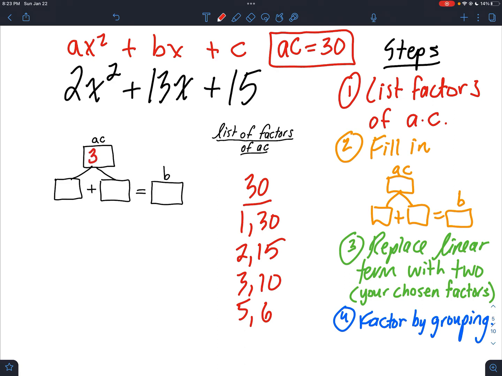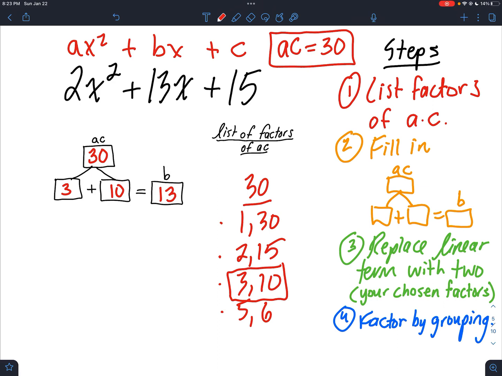And what you do is you stick in AC here, which is 30, and B is 13. So you try and figure out which numbers you can use out of these 4 options and add them together to get b. And in this case, it would be these two, because 3 plus 10 is 13.